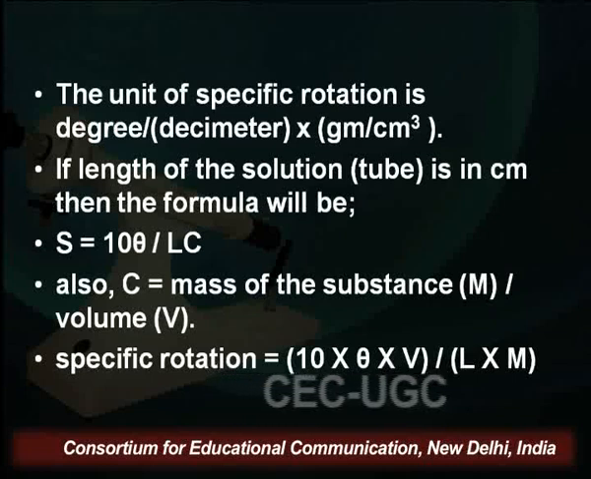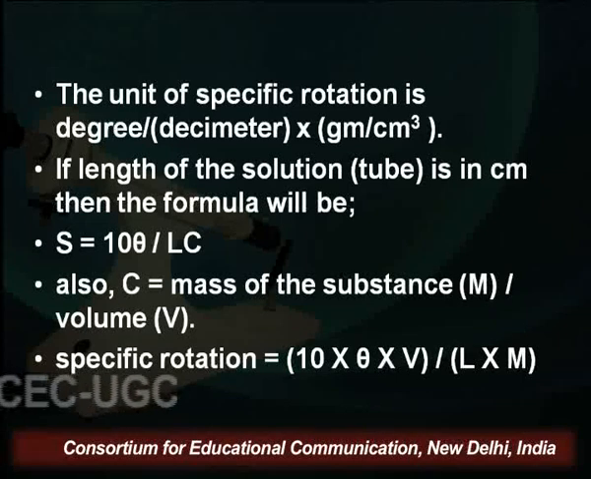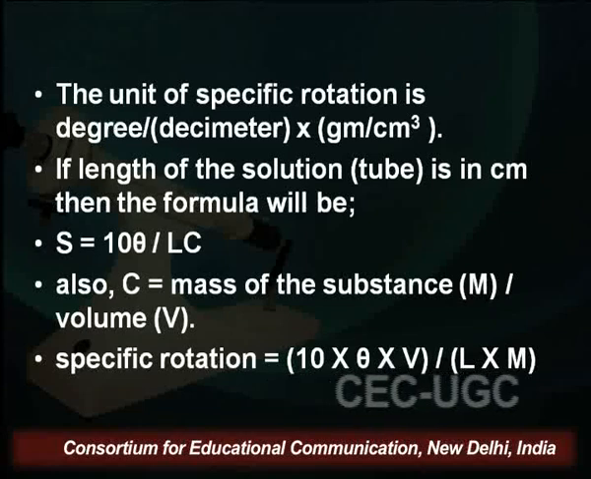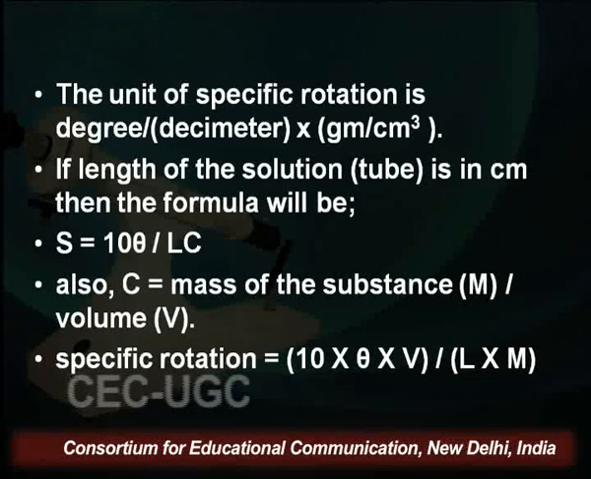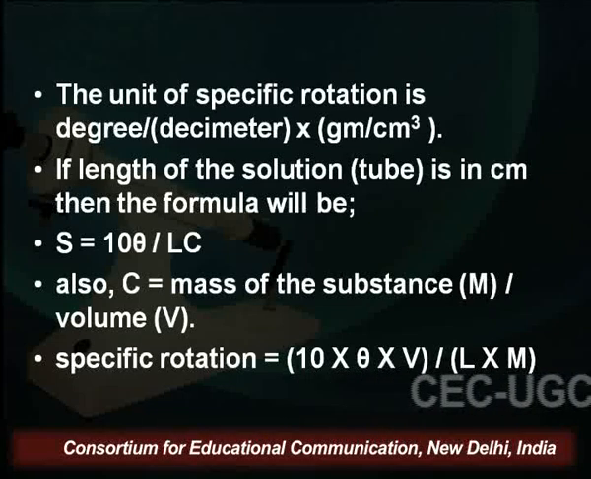If the length of the tube is in centimeter, then the formula will be S is equal to 10 theta divided by LC, where C is the mass of the substance divided by volume, meaning the concentration we are defining here. The specific rotation is 10 into theta into V divided by L into M. So by using this we can find the specific rotation of a solution.